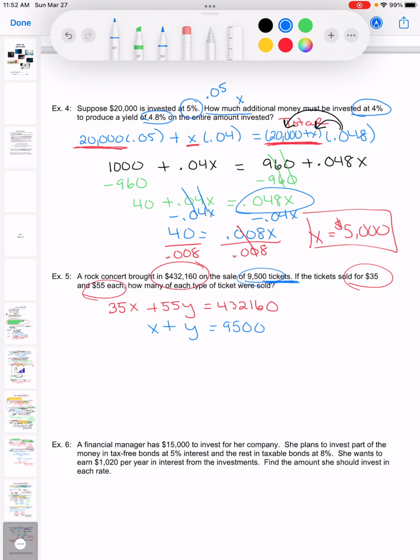I'm going to take the simpler equation, so the one I have down here in blue, and I'm going to try to get one variable by itself. I'm going to solve for a variable. It doesn't matter which one. I'm just going to rewrite it over here. So let's say I move Y over. Now I've got X equals 9,500 minus Y.